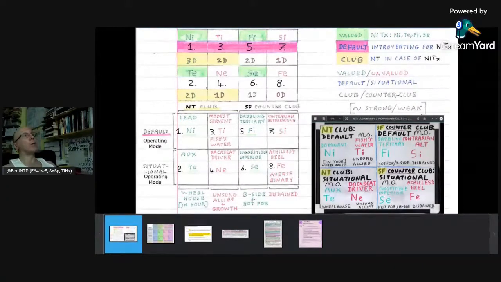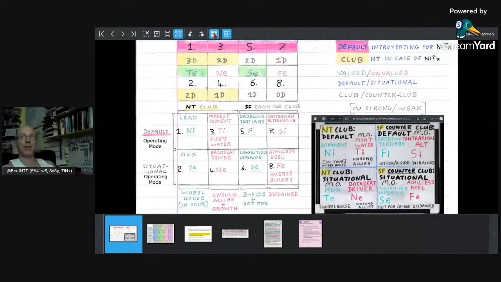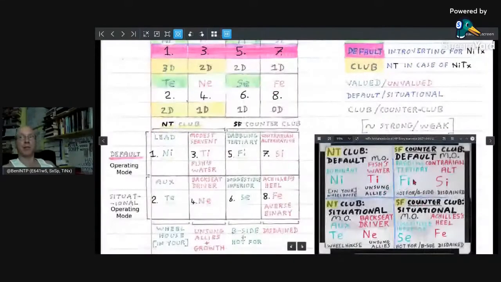Well, the NIT is an NT, thinking preference, and the feeling runs counter to that. So it's a counter club function. It's part of the SF counter club, and it is the strongest out of the counter club functions. So if I, hopefully it doesn't disappear. So yes, we're looking here.